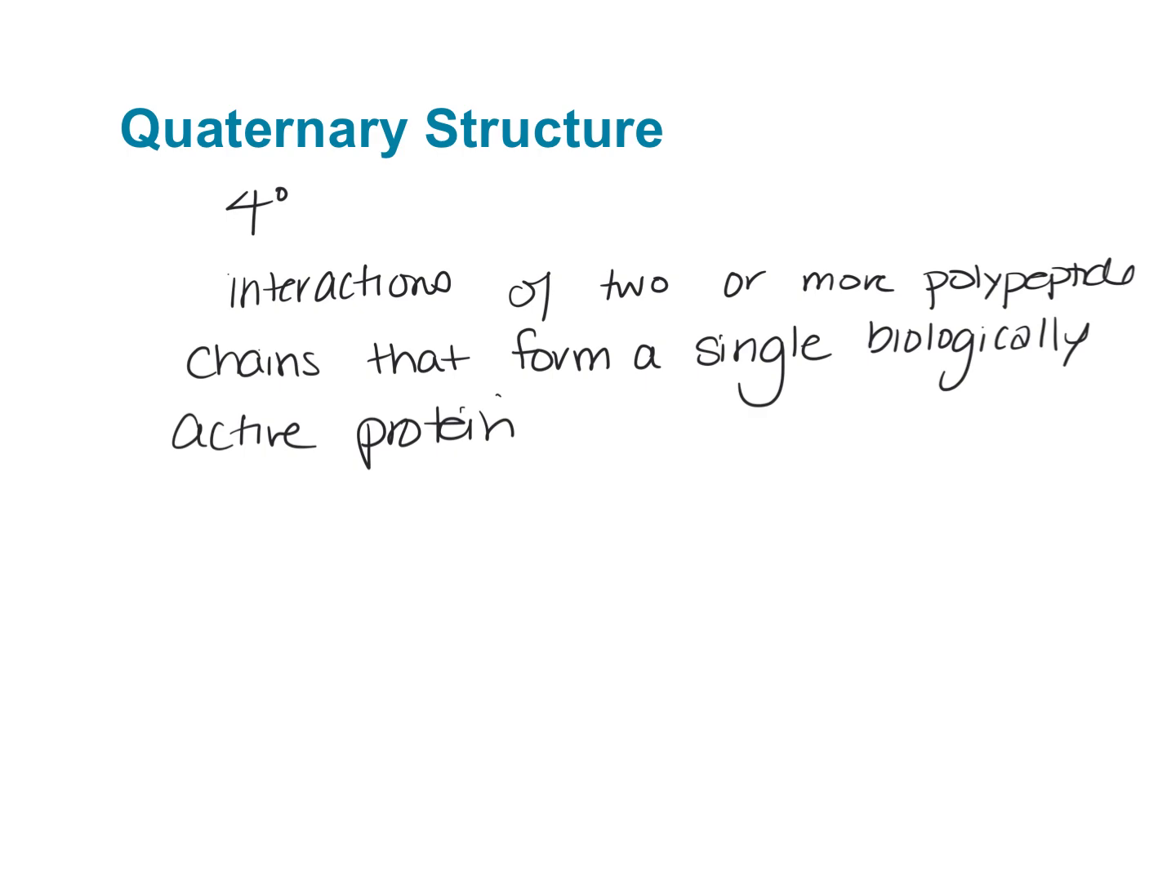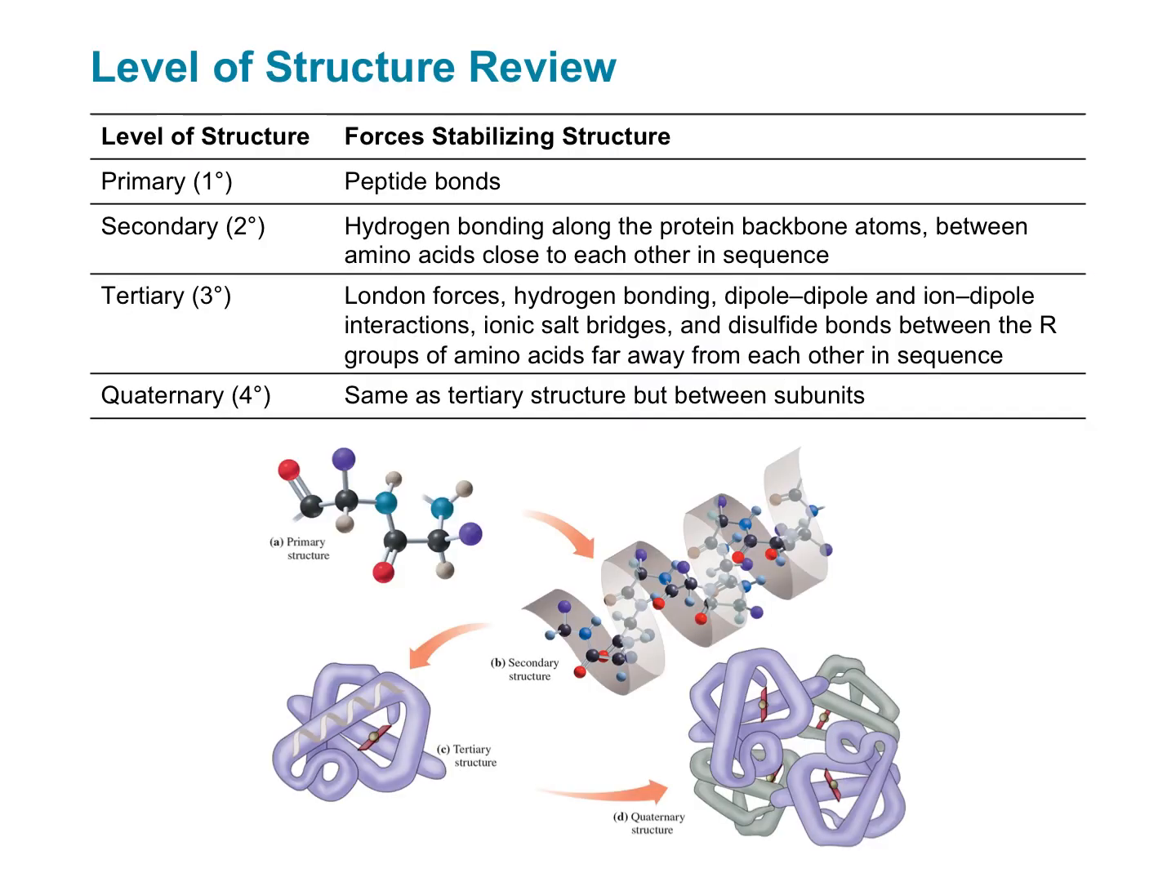So I know that's a lot to take in, and this is a really helpful review table and an image, because everybody's kind of a different learner. So you may love tables or you may love images, but the primary structure is just the amino acid sequence. It's those peptide bonds. Here's the primary structure. And then the secondary structure is caused from hydrogen bonding along the protein backbone, and it's between the amino acids that are close to each other. And remember, we talked about alpha helices and beta pleated sheets. And so this is one of the examples. That's an alpha helix. That's a secondary structure.